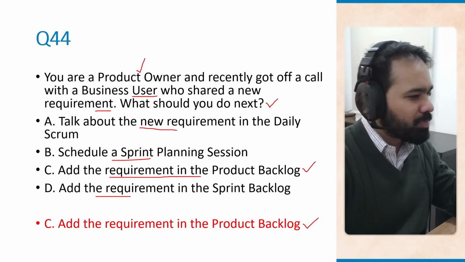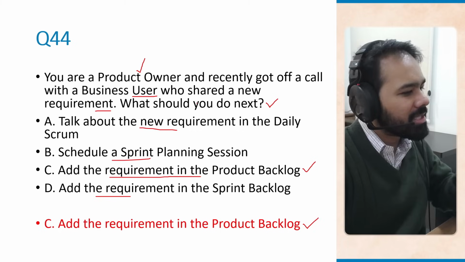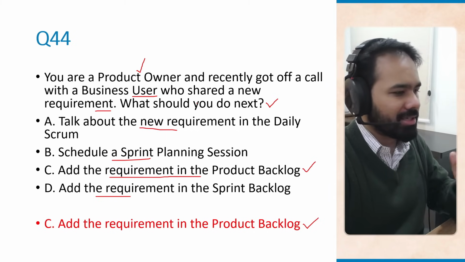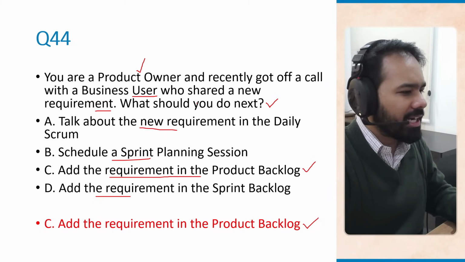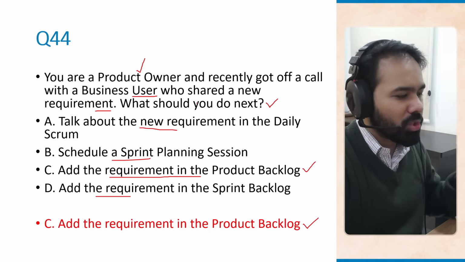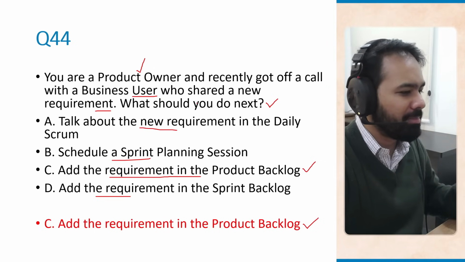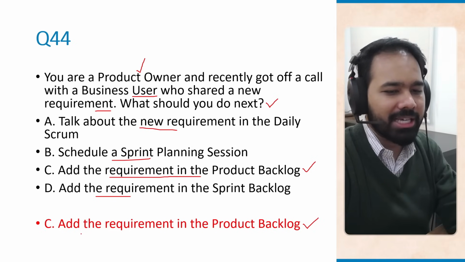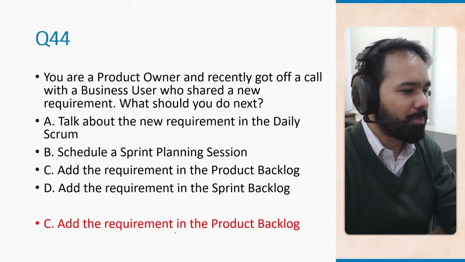When it comes to sprint planning session, this only happens at the start of a sprint. So new requirement must first be in the backlog to be discussed here. Then sprint backlog, it contains work which is already committed for the current sprint. So new requirements cannot go there mid sprint without agreement, right? So the correct answer here is add the requirement in the product backlog.